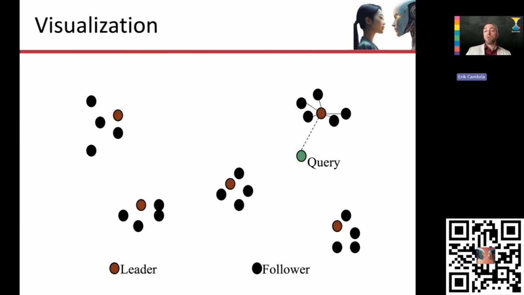Then once I realize which is the closest leader, I go on and calculate the rest of the cosine similarities between the query and the rest of the items that belong to that cluster. In that way, I ensure that I'm only looking at the documents with the highest cosine similarity and get a good ranking without having to calculate all the cosine similarities between the query and all documents.